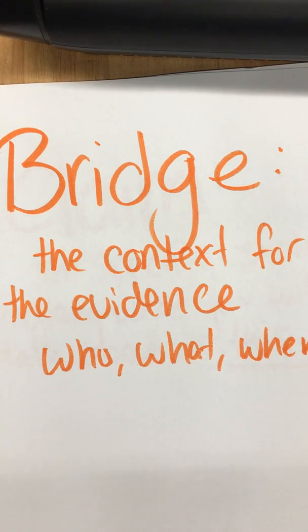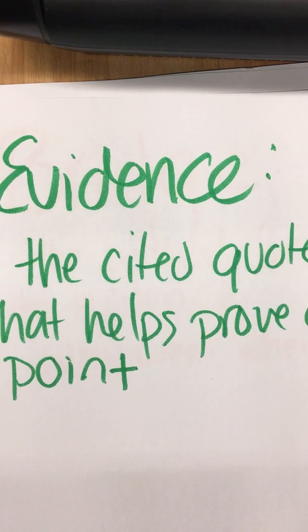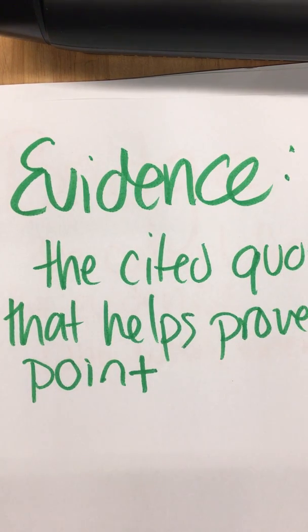We think about it as a difficult thing. What is it supposed to do? But it's the context for the evidence, the who, the what, the when. This lets us know what is happening in our evidence that's about to come up. We know who's talking, or we know when it's happening in the text, or we sort of know what's going on around it. And the bridge does not even need to be its own sentence. It can actually be connected to our evidence, and we'll talk more about embedded quotes or embedded evidence when we look at examples.